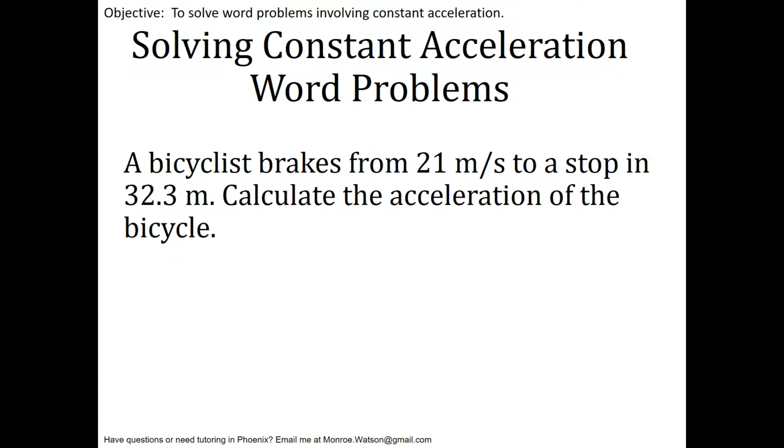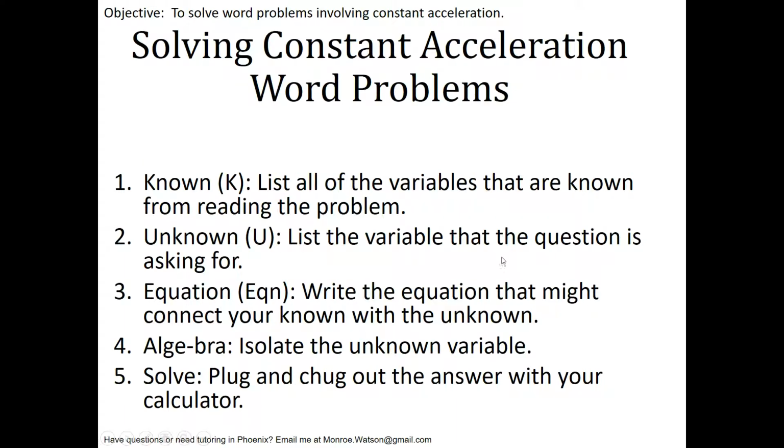Step number one, we're going to write down the known. We're going to list every variable that we know from reading the problem. Some of those variables aren't in numbers, so we have to look at the problem and decide: if it comes to rest, then I've got a final velocity of 0. Or if it starts from rest, I've got an initial velocity of 0. Or later on, if it's dropped from a tower somewhere, then I know my acceleration is g, which is 9.8 meters per second squared. So you always want to write those down under K.